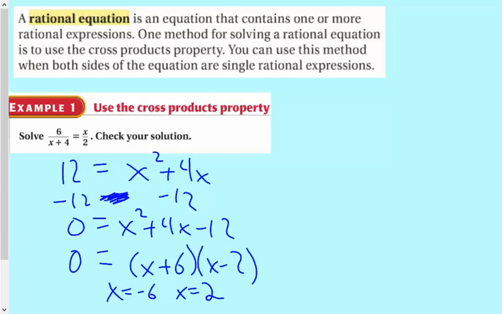And I want to make sure that both of those work. If I plug in negative 6 and 2, I'm going to plug them into where the denominator would be, where x would be, to make sure that that doesn't make it equal to 0. And so those would be my two solutions there.